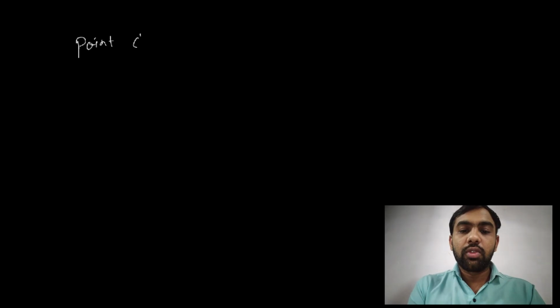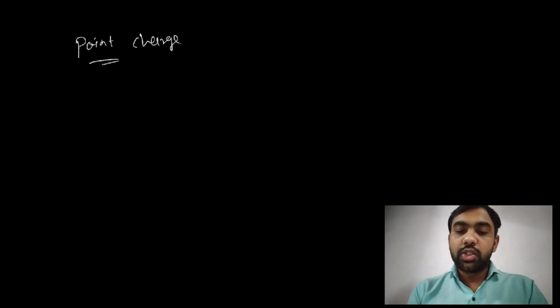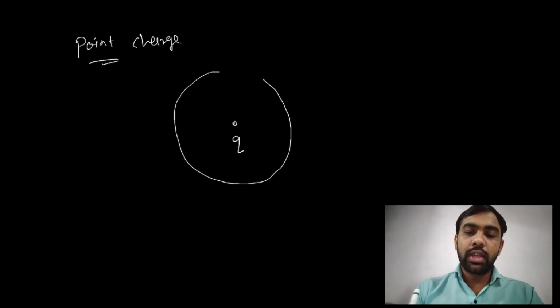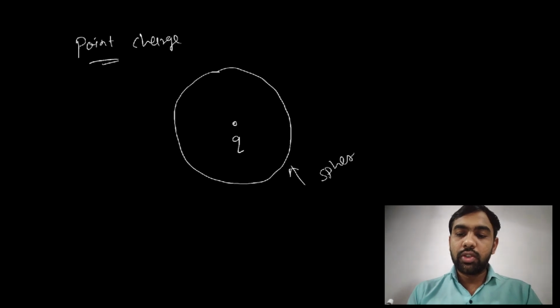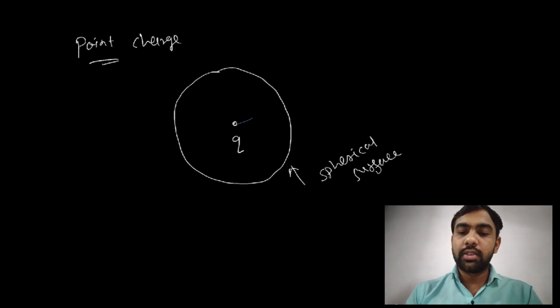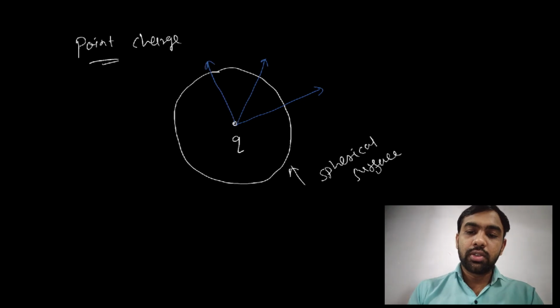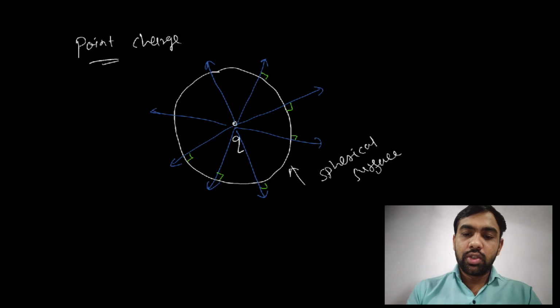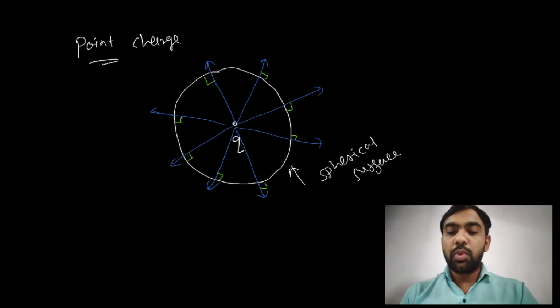Okay, for an example, you can see the point charge. So let's suppose it is a point charge. What is the equipotential surface? The sphere, as we know, that is a spherical surface. Draw the electric field lines. So these are the electric field lines. So draw the angle everywhere. See, everywhere the angle is 90 degree. Everywhere this angle is 90 degree.